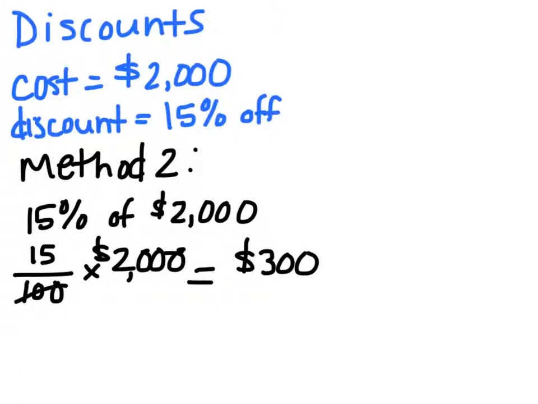I reduced without showing you what I was doing. 15 times $20 gives us $300. So there are the two different techniques for calculating the quantity of the discount. Next up, let's figure out how much she paid for the sofa.